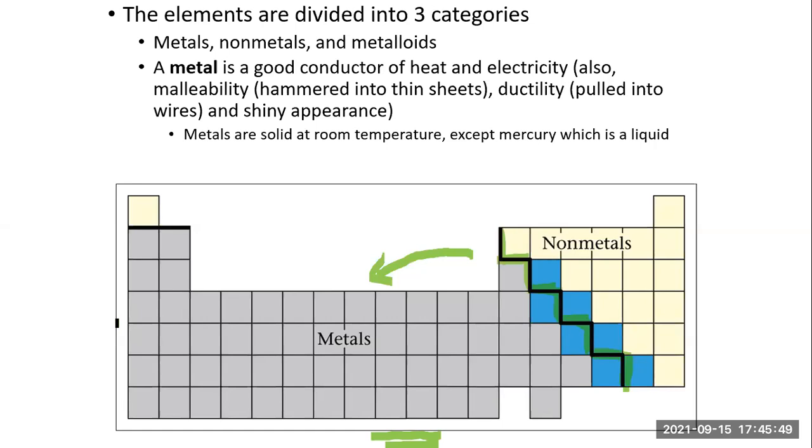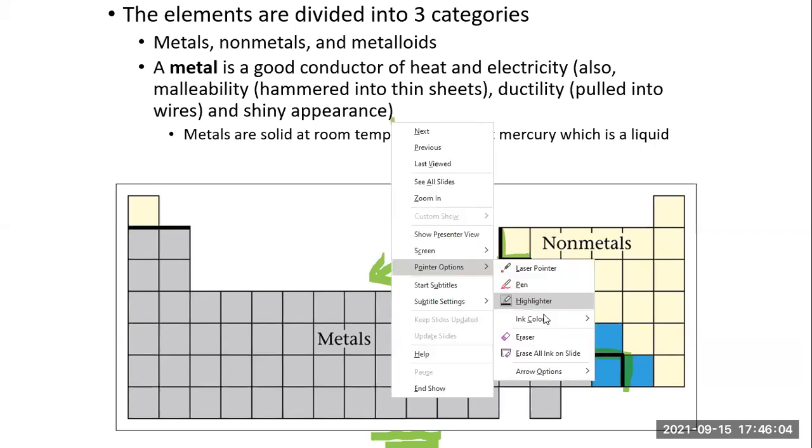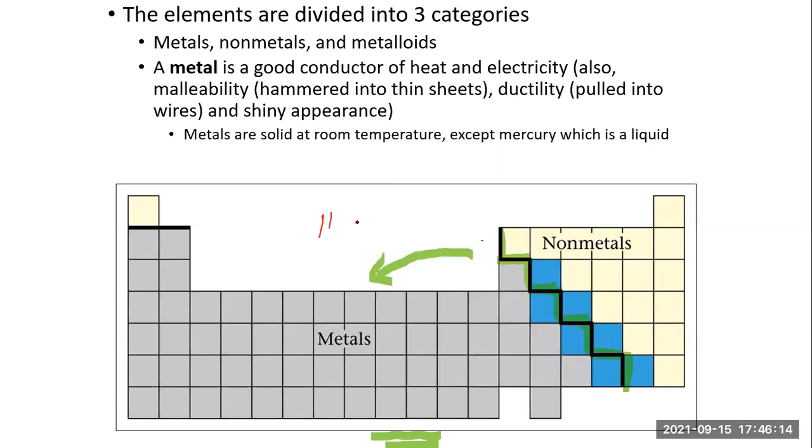Metals are good conductors of heat and electricity. They can be hammered into thin sheets. They can be pulled into wires. Typically speaking, metals have a shiny appearance. Most metals are solids at room temperature. The one exception is mercury. Mercury is actually a liquid. And on a lot of periodic tables, you'll see mercury in a different color than the others. So you'll sometimes see that as well.